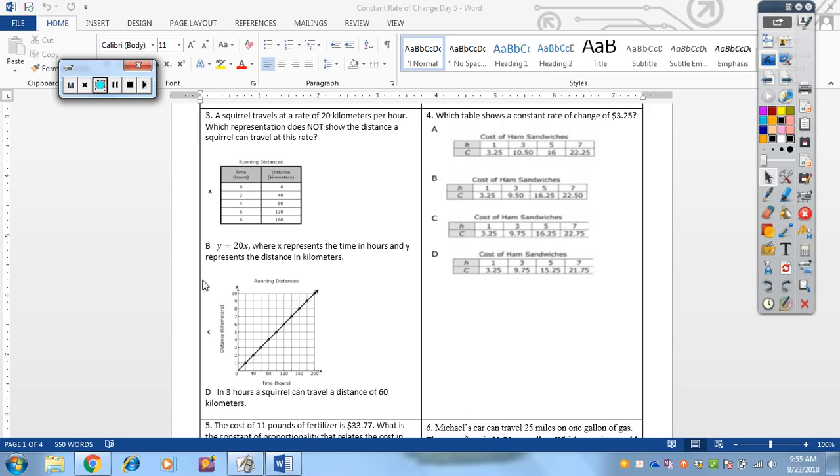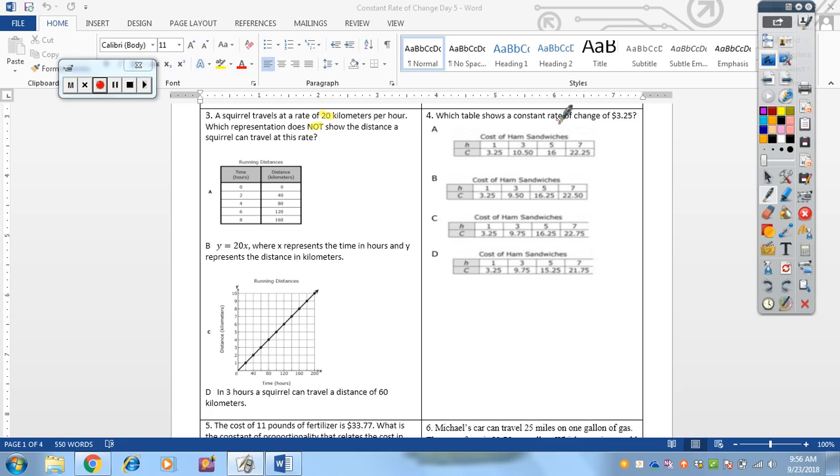If you're looking at number 3, a squirrel travels at a rate of 20 kilometers per hour. Which representation does not show the distance a squirrel can travel at this rate? You have several different representations. If it were me, I would make a table and find which one does not match. Or just start looking and see if there's any obvious one you can rule out. Be careful to watch the labels on your graphs and your tables.